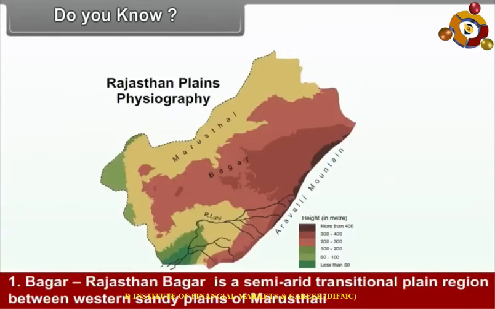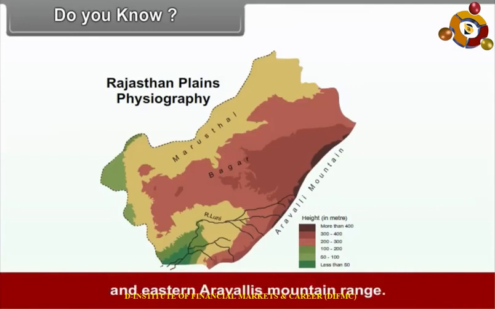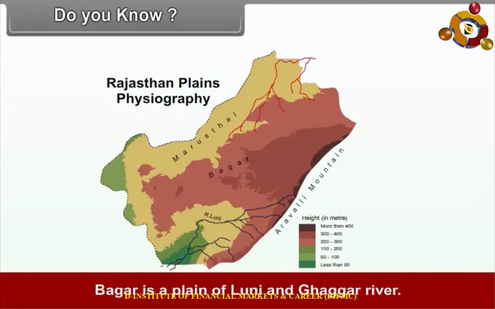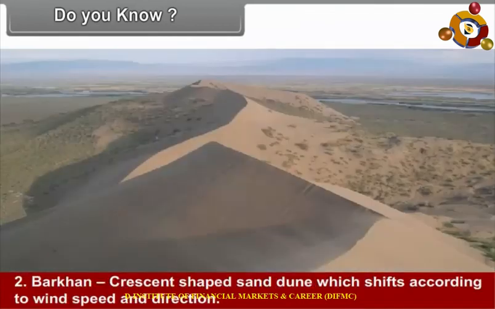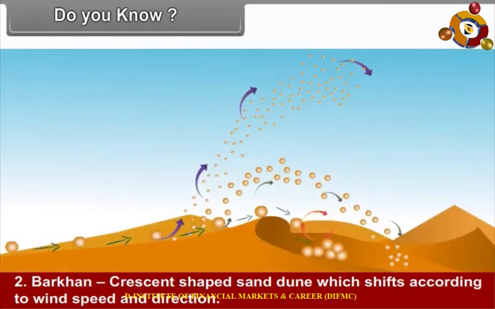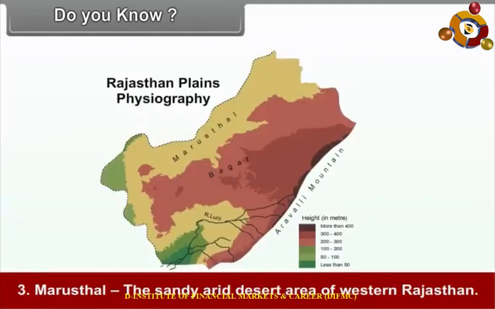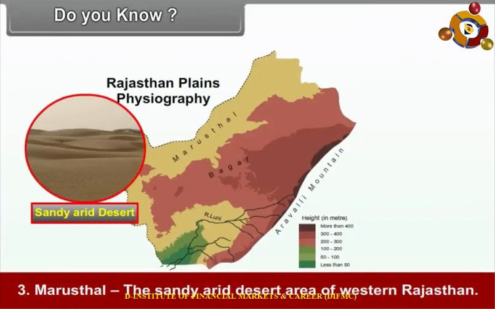Bagar. Rajasthan Bagar is a semi-arid transitional plain region between western sandy plains of Marusthali and eastern Aravalli mountain range. Bagar is a plain of Luni and Ghagar river. Barkhan, a crescent-shaped sand dune which shifts according to wind speed and direction. Marusthal, the sandy arid desert area of western Rajasthan.